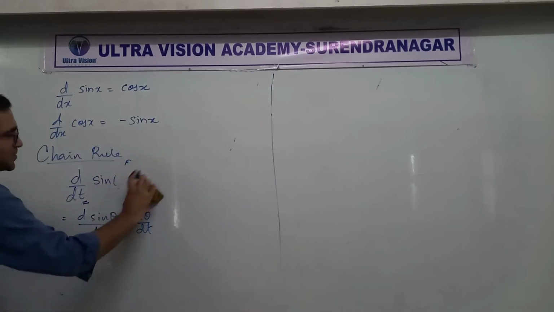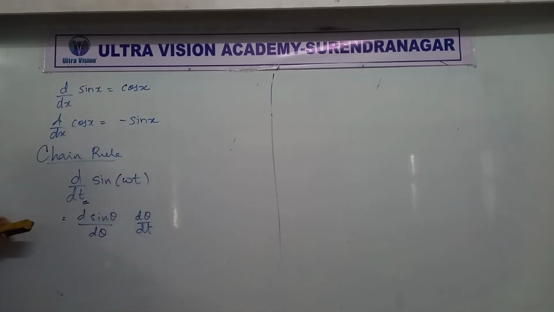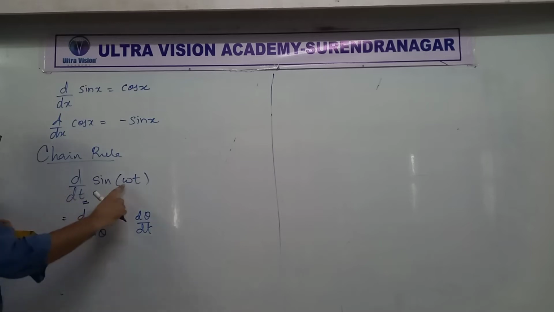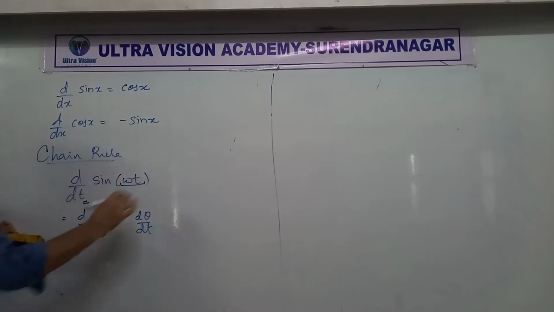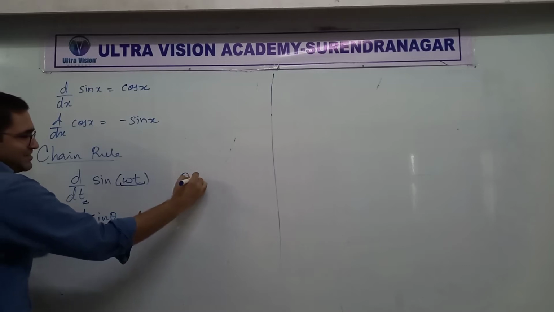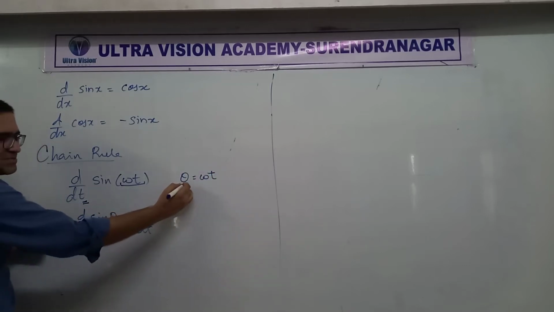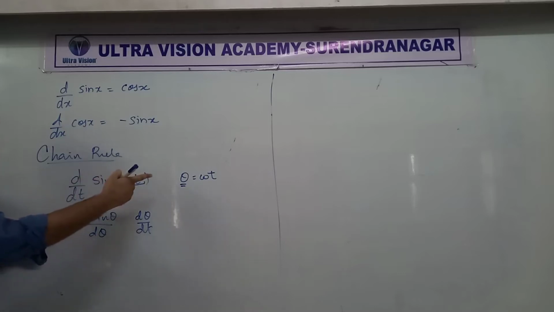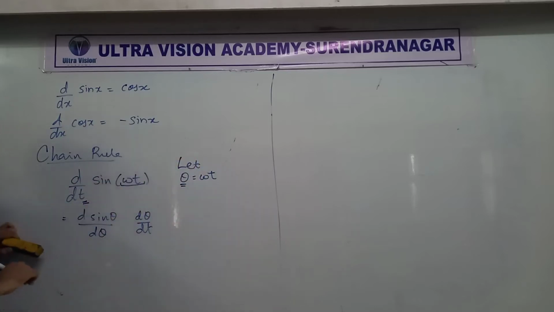Okay, let's repeat. So, what did we have? We have d by dt sine omega t. We want to find this. The problem, like I said, is this is only t and this is omega t. So, what are we supposed to do? When these things are different, you assume something here. So, we are saying that let theta be equal to omega t. You cannot ask me why theta, it is my choice. Clear? This is let. Hopefully, you know the meaning of let.